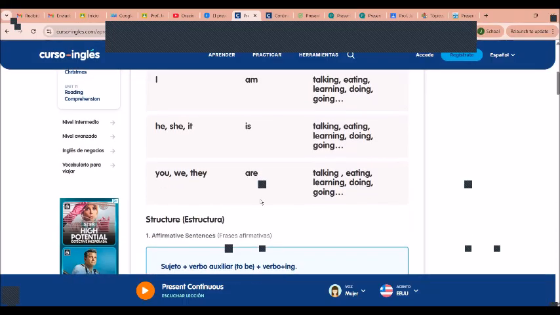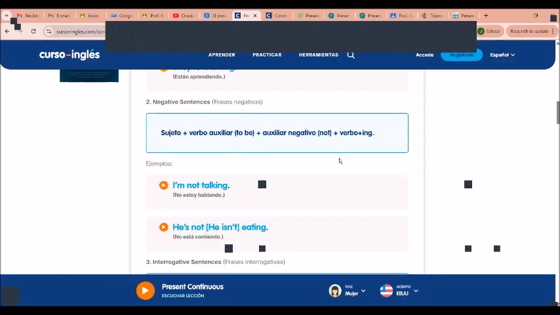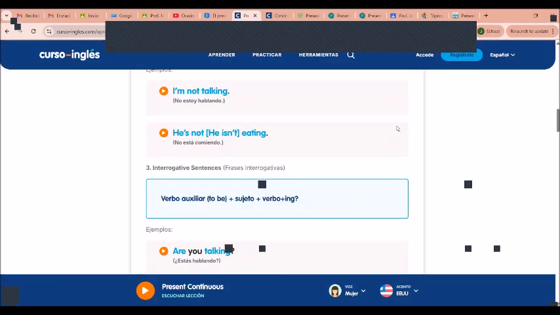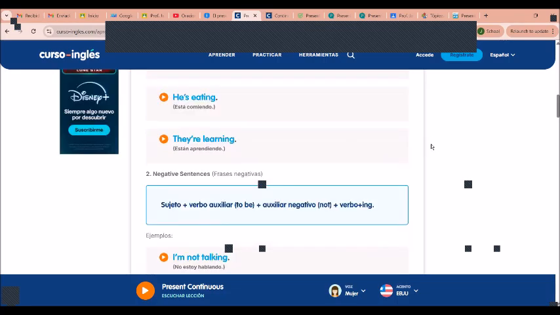For our affirmative sentences, we'll use our subject, then our verb to be, and then our ing. For our negative sentences, it will be our subject, our verb to be, and not, then our ing. And then for our questions, we'll use the appropriate form of the verb to be, matching our subject, then our verb in ing, and whatever complement. Those are the structures that you will see.